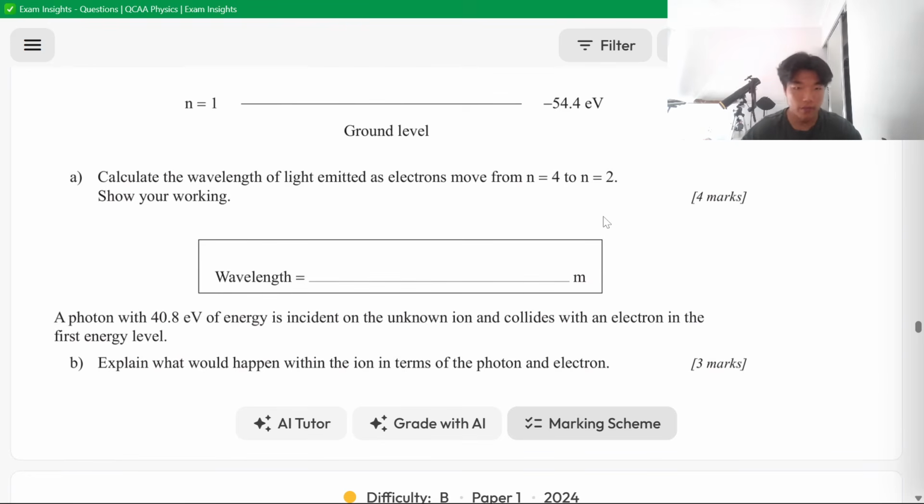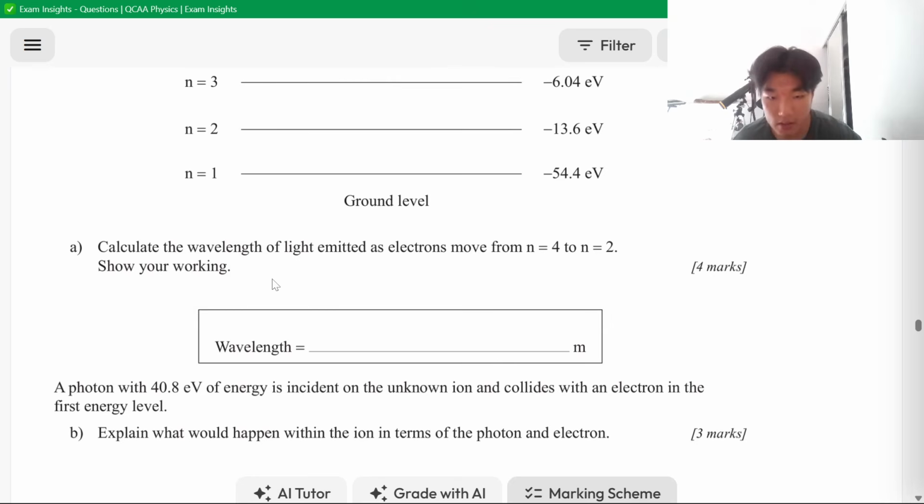A photon with 40.8 electron volts of energy is incident on the unknown ion and collides with an electron in the first energy level, so n equals 1. Explain what would happen within the ion in terms of the photon and electron. So the photon would be completely absorbed by the electron at the first energy level. And because of that, it would excite the electron enough to allow it to transition to the next energy level, which is n equals 2, right? It has sufficient energy and the specific amount of energy.